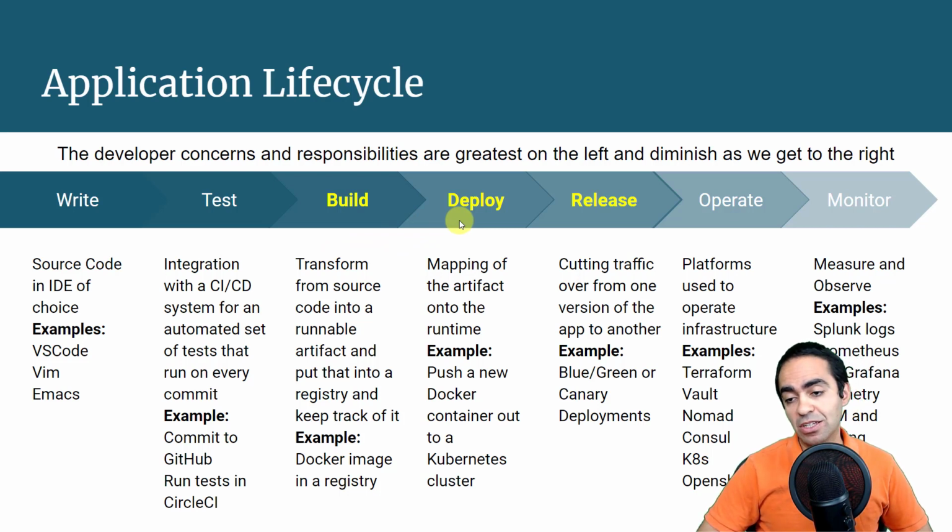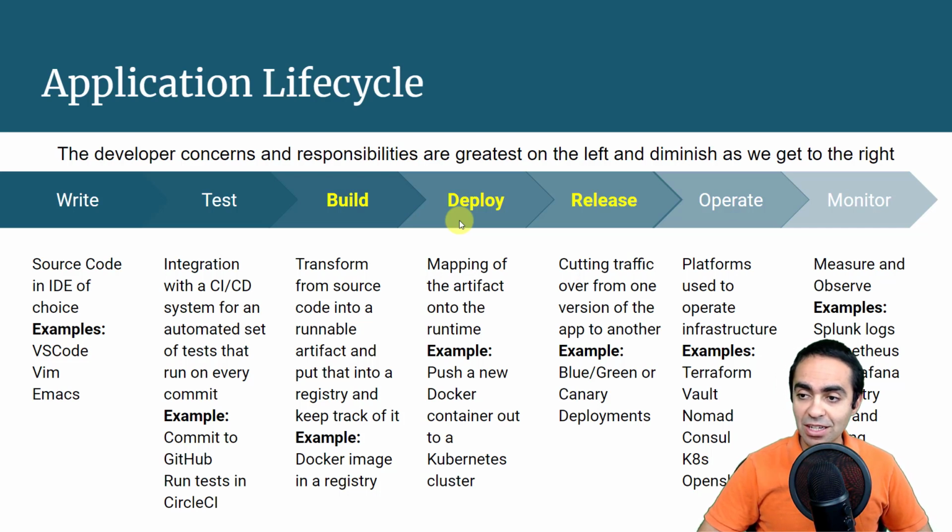So in this example, we can take the Docker image, create a new Docker container, and push that out to a Kubernetes cluster, for example. This could be maybe a Packer image that got created, or creates an AMI in AWS and then launches an EC2 instance, for example, and so on.